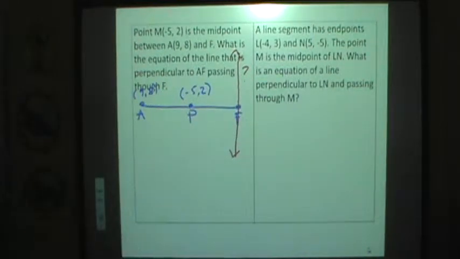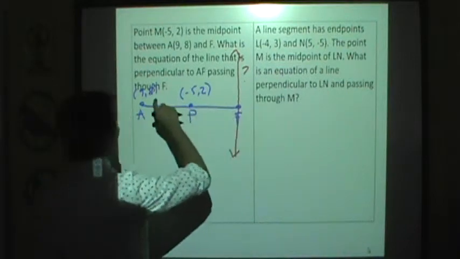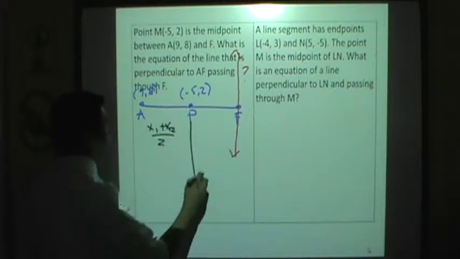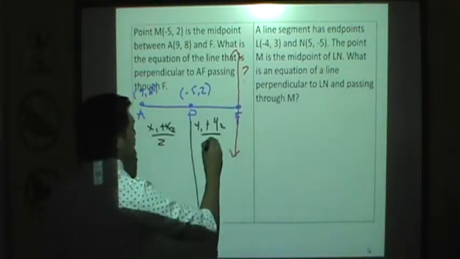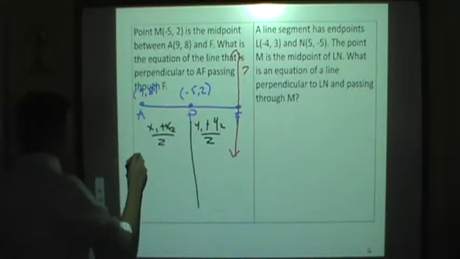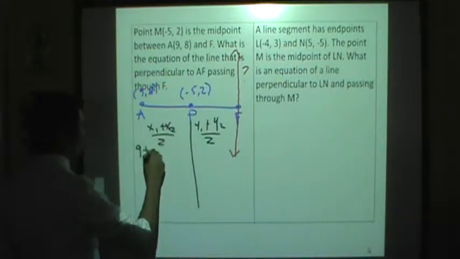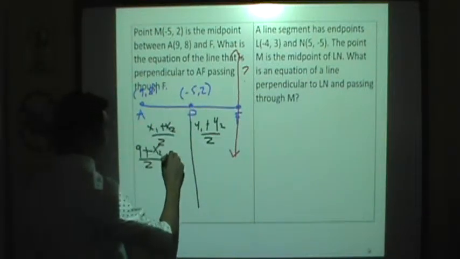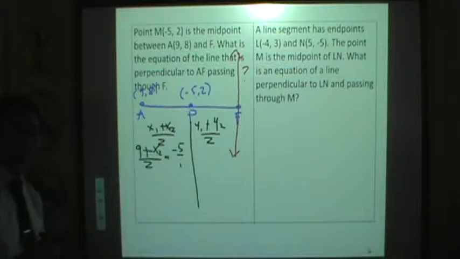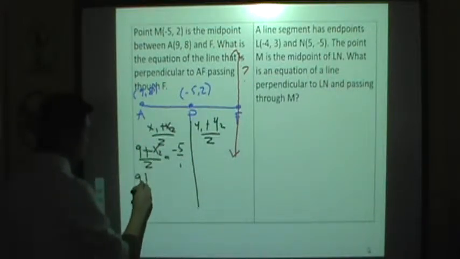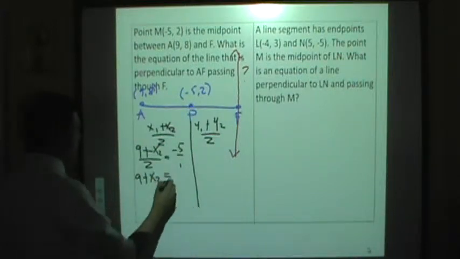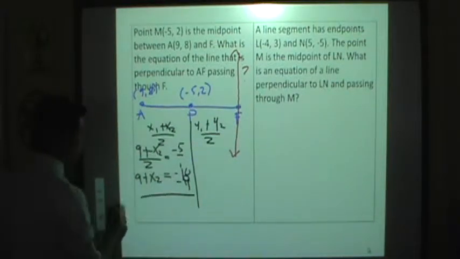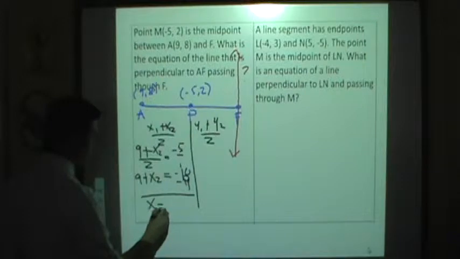We just learned from the previous example that to find the endpoint, we just have to use (x1 plus x2) over 2, and then (y1 plus y2) over 2. Let's do it. Do we have x1? Yes, 9. Do we have x2? No, that's the one we're solving. Over 2 equals, do we have the midpoint? Yes, we do, which is -5. So we just have to cross multiply. 9 plus x2 equals 2 times negative 5, which is negative 10. We have to move that 9 over, becomes minus 9. x2 equals negative 19.